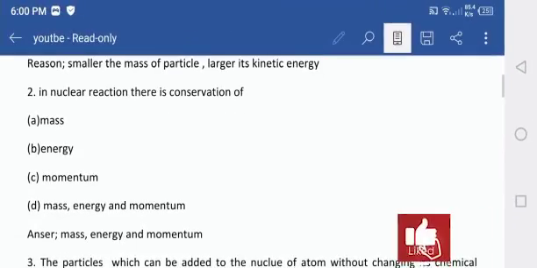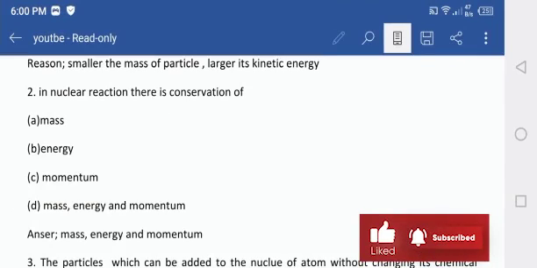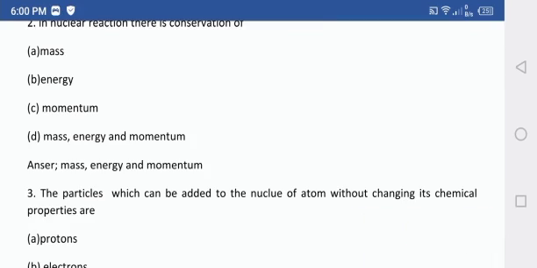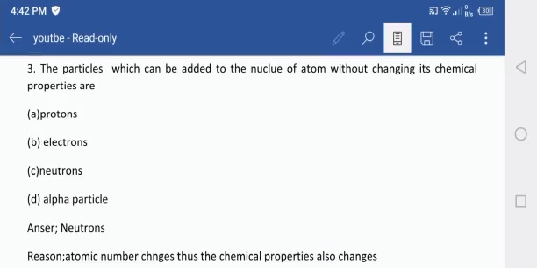Okay. The next MCQ is: in a nuclear reaction there is conservation of. Options are shown. The right answer is mass, energy and momentum. Before and after the reaction, all three are conserved.